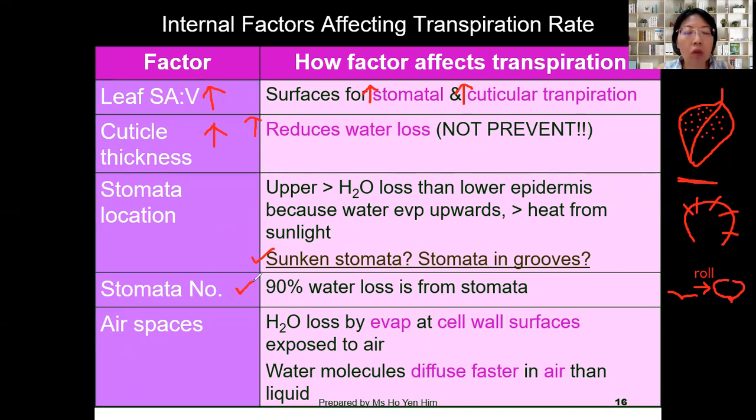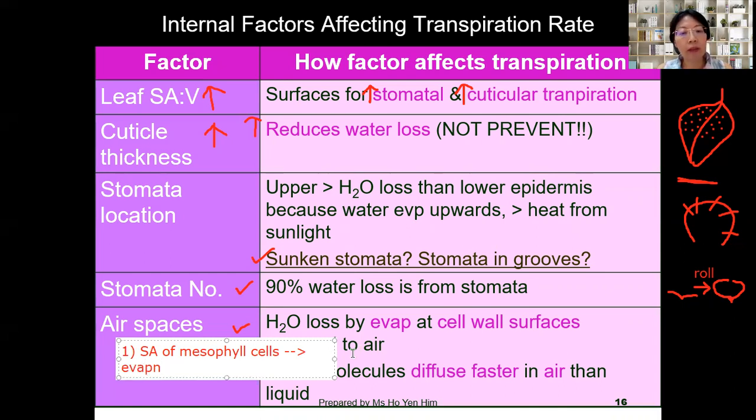Now, stomata number also will affect water loss. The more the stomata, the more the water loss, because 90% of transpiration occurs in the leaf. So to reduce transpiration in the leaf, you reduce the stomata number. Okay? Air spaces. Air spaces will also promote water loss from the leaf because of two reasons. When you have a lot of air spaces in the leaf, reason number one is that you increase the surface area of the mesophyll cells facing the air spaces. So that will actually promote evaporation.